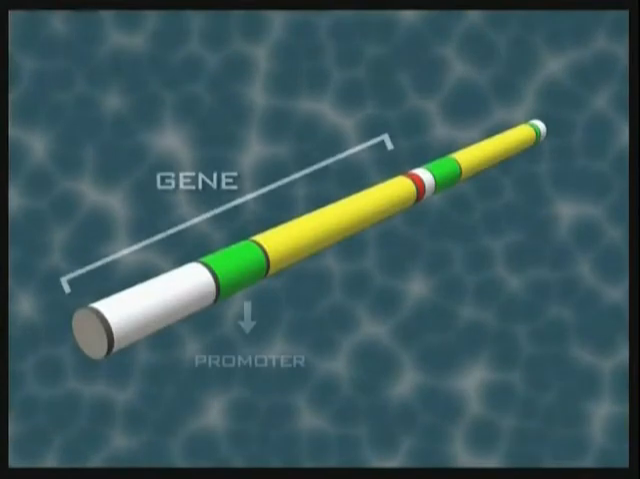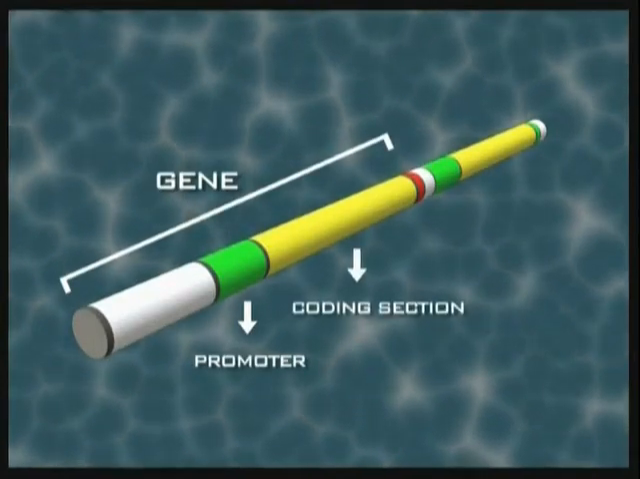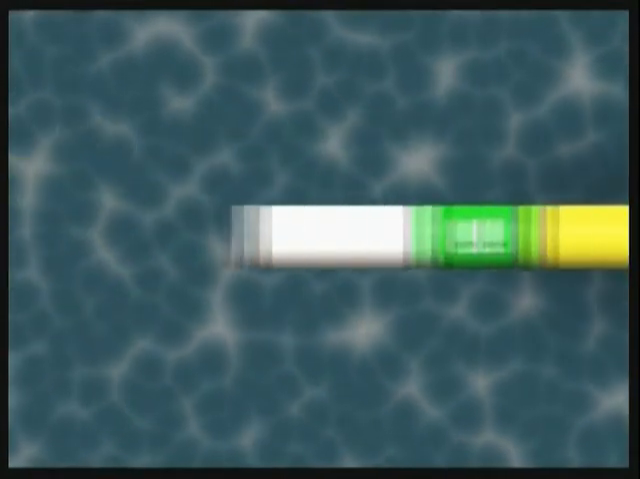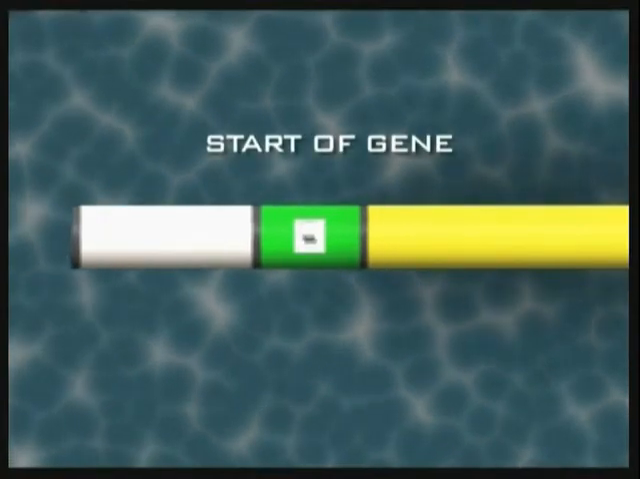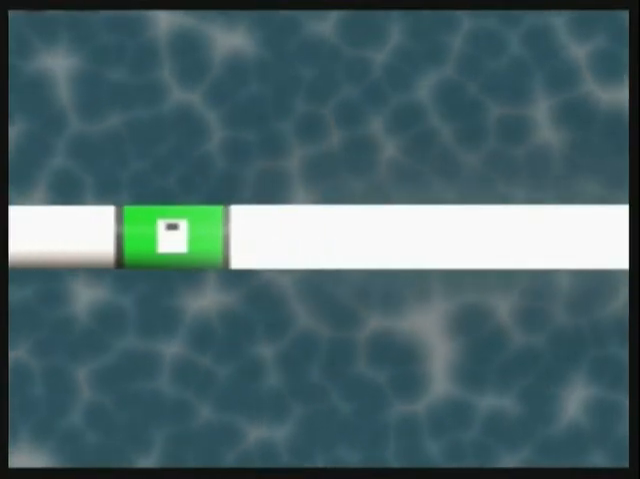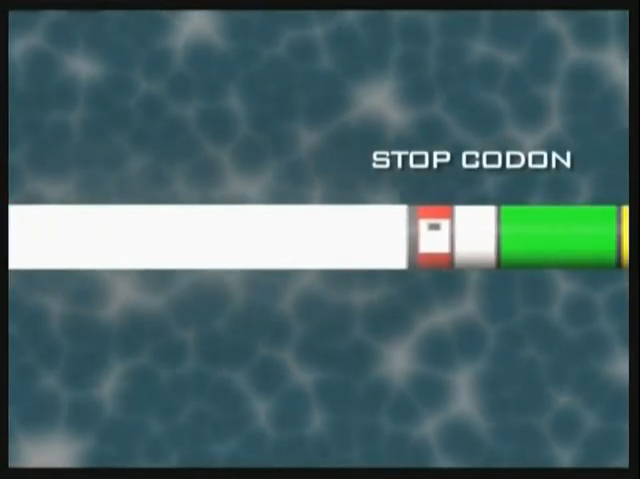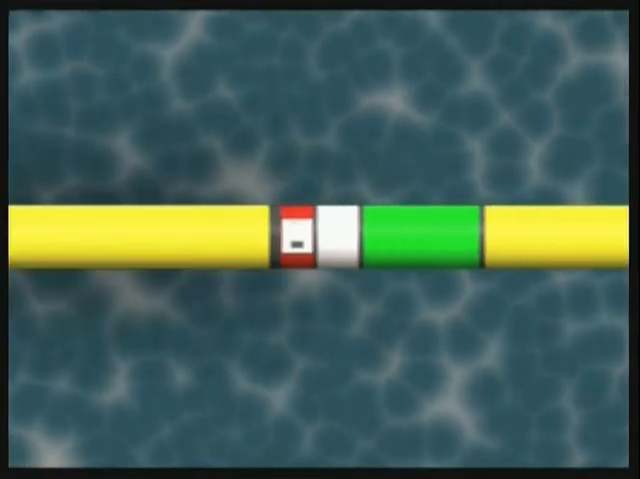A gene is made up of a promoter, a coding section, and then a stop codon. The promoter marks the start of the gene. It's like the on-off switch. And at the end of the gene is the stop codon. This gives the instruction to stop making the protein.